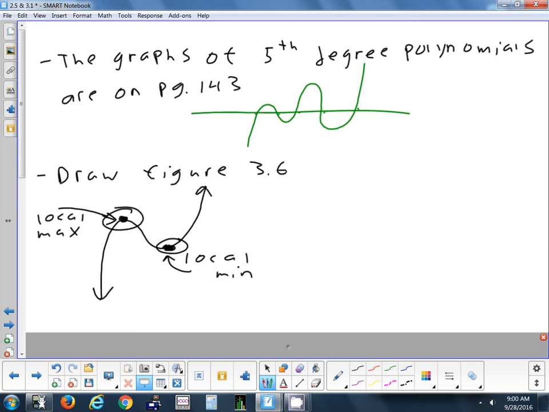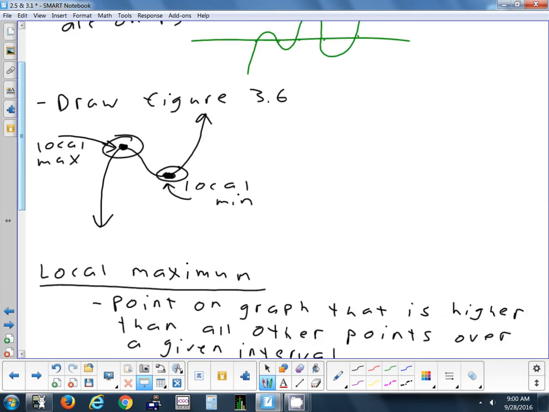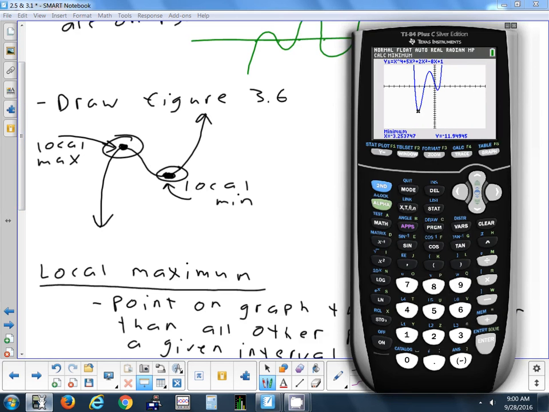So any questions on the difference between a local minimum or maximum and a global minimum or maximum? Global means it is absolutely the highest or lowest point, and there is nothing higher or lower. We found a global minimum in this one. There is nothing lower than that point. There's a local minimum right in there. There's a local maximum right in there.